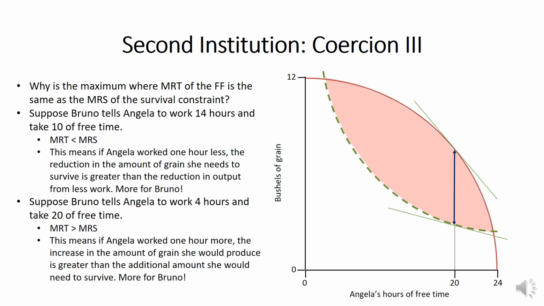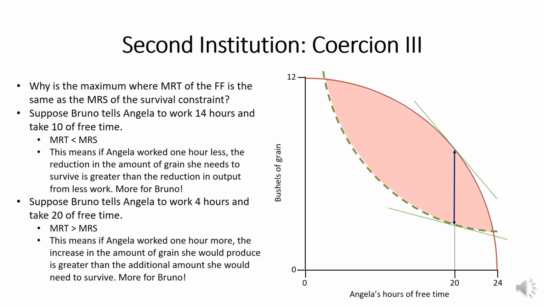If we look at a converse example, if Angela works only for 4 hours and takes 20 hours of free time, now the increase in output from working an additional hour is quite steep. The MRT is steep here. Well, the MRS is shallow. So if Angela were to work an additional hour, she wouldn't really need that much more in terms of grain in order to survive, but she'd produce quite a bit more. And since everything above survival that Angela produces in this institution goes to Bruno, he's going to want her to produce more when MRT is greater than MRS.